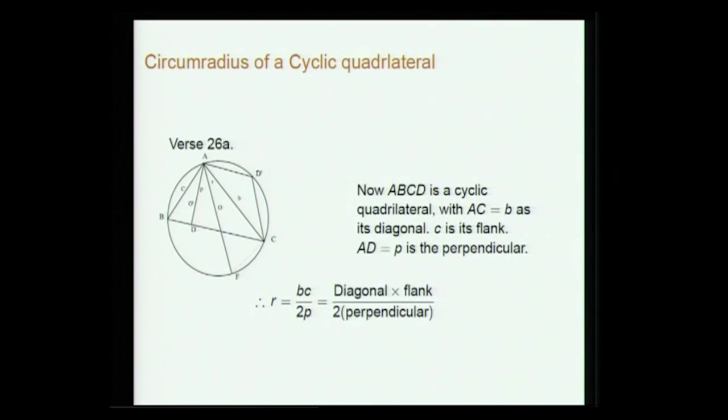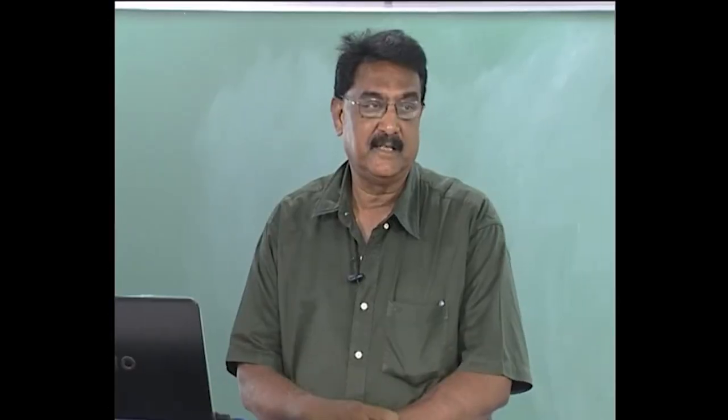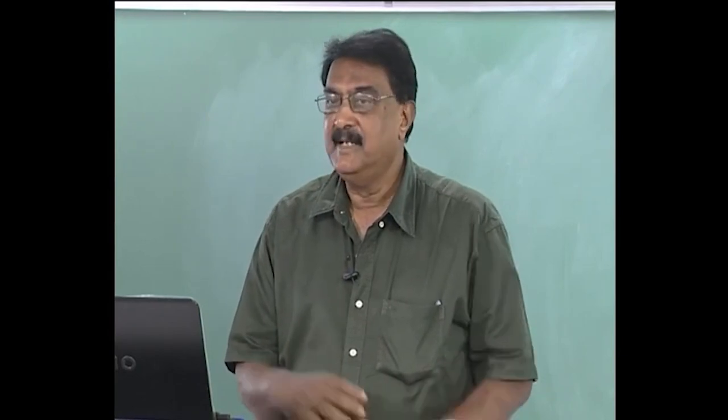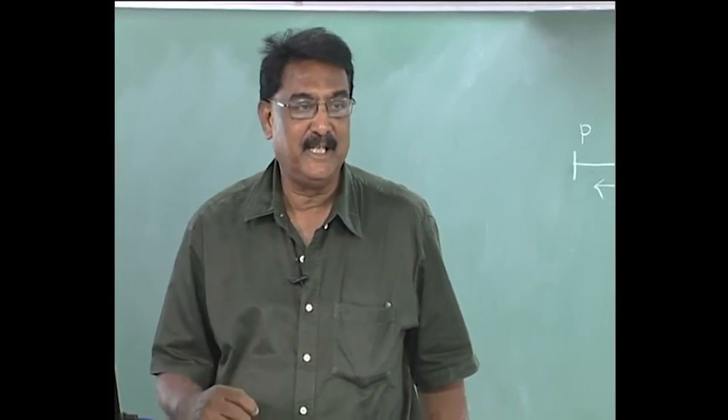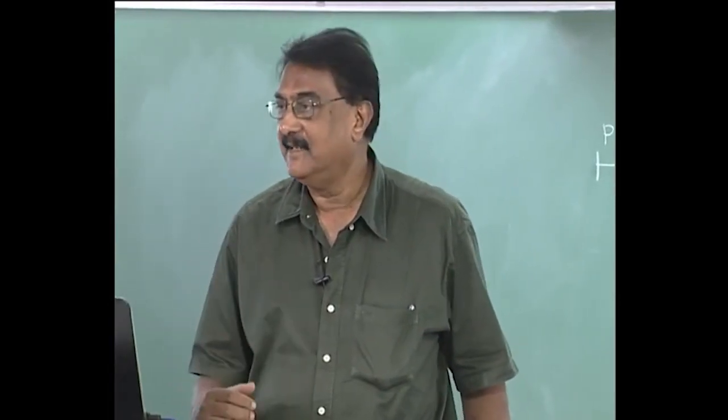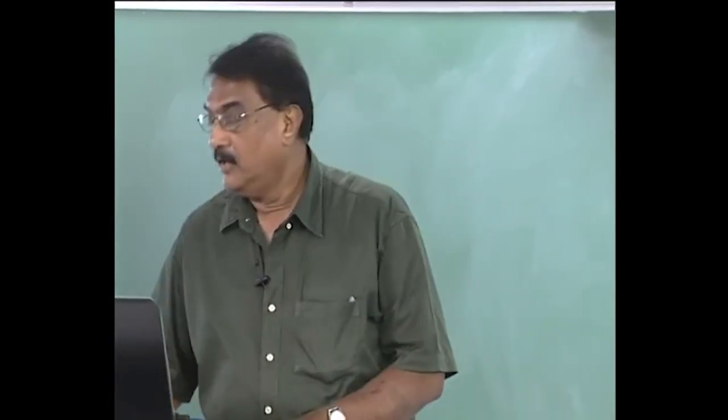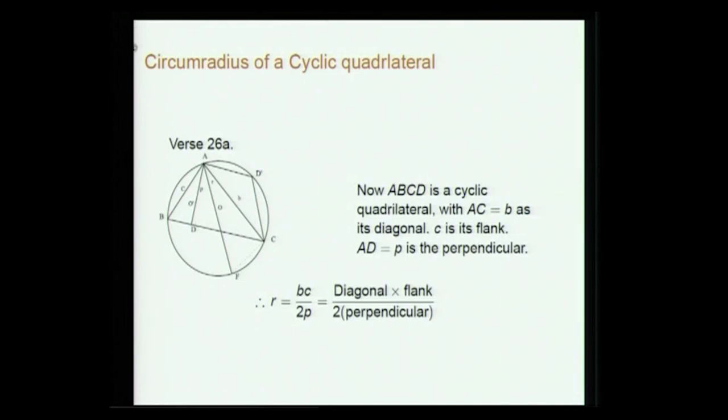It does not prove it. Again, it is proved in Yukti Bhasha, which will be discussed later. Of course, it is a simpler circumradius; the diagonals etcetera are all taken up together in Yukti Bhasha. So, it will come. Now, for a cyclic quadrilateral, A, B, C, D prime, where D is not D prime, A, B, C, D prime is a cyclic quadrilateral.